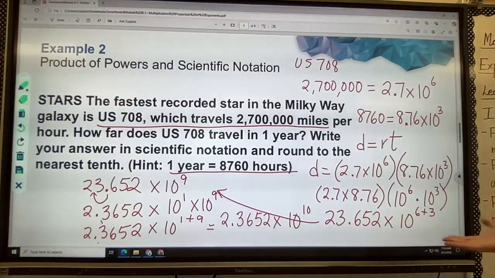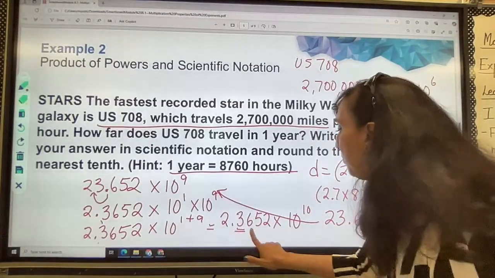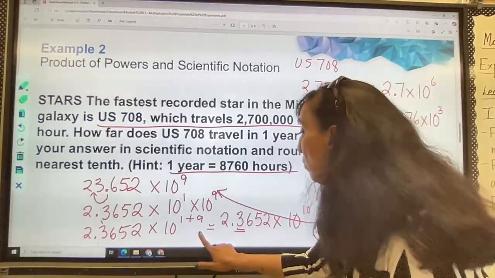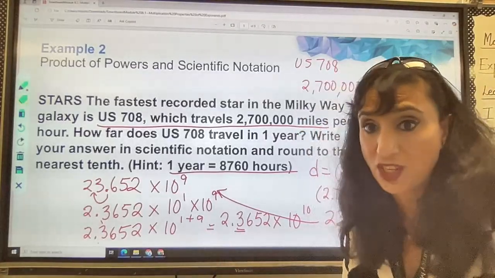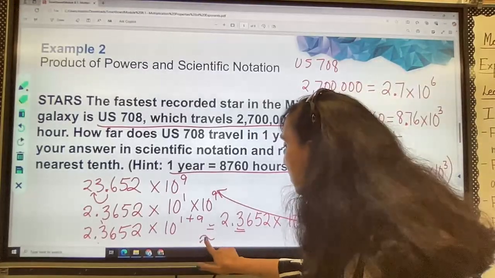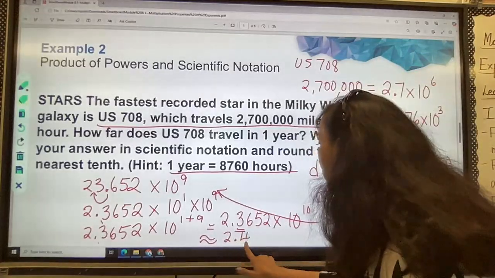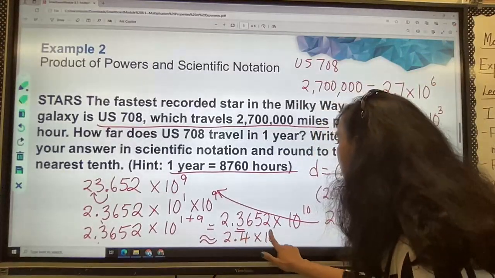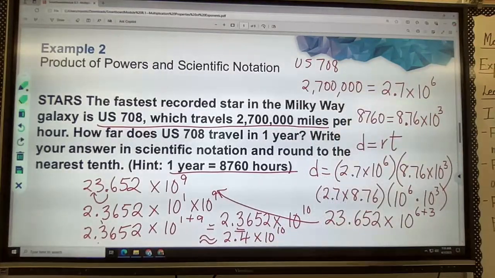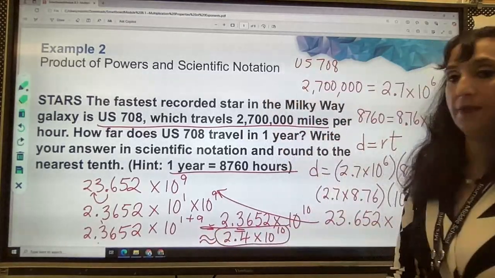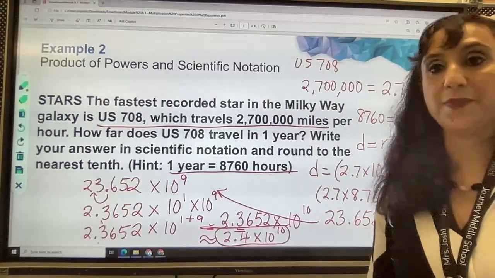And then if I round it to the nearest tenth, here I know that the 6 is greater. So once I round it, it becomes an approximation. So this becomes approximately 2 and 4/10 times 10 to the 10th power. And there is my answer here. And that's how I solve this.